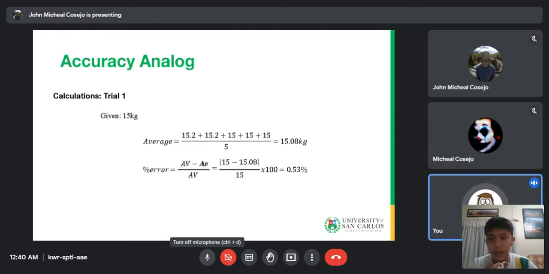To calculate the average, corners 1, 2, 3, 4, and 5 should be added and divided by 5, which gives you 15.08 kilogram. And the percent error can be solved through these calculations: AV minus average over AV. AV is the standard weight used in the experiment. Then the average is 15.08 over 15 times 100, and you will get 0.53%. Next slide.